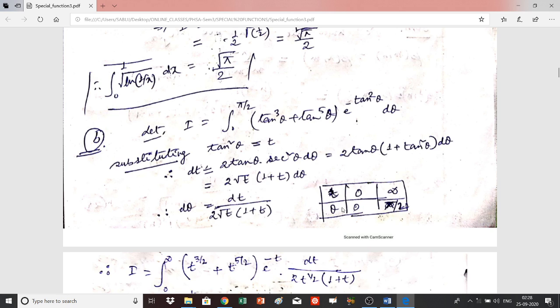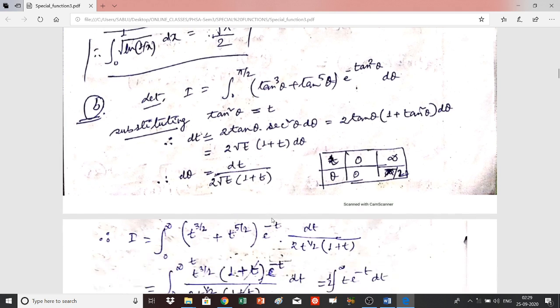And here are the limits of integration in terms of t. When theta is 0, then from this relation t will be 0, and when theta is equal to pi by 2, then t will be infinity from this relation, because tan theta is equal to sine theta by cos theta at pi by 2, and cos pi by 2 you know is 0, so 1 by 0 means infinity. So these are the limits of integration in terms of t.